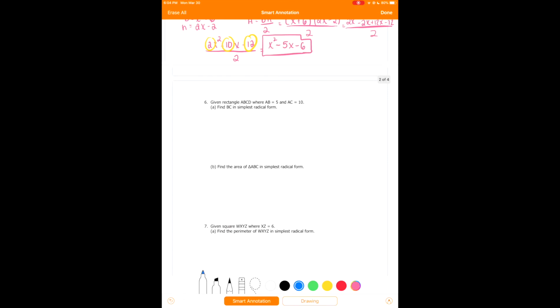Given rectangle ABCD. So I'm going to start out by just drawing that. AB is 5. AC is 10. Find BC in simplest radical form. Okay, so here I have a right triangle because this is a rectangle, so I have 4 right angles. So again, I'm going to use the Pythagorean theorem.